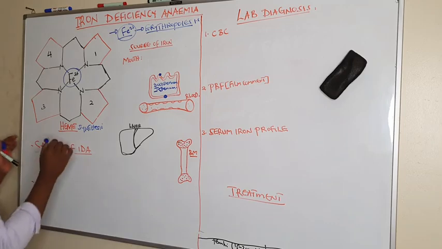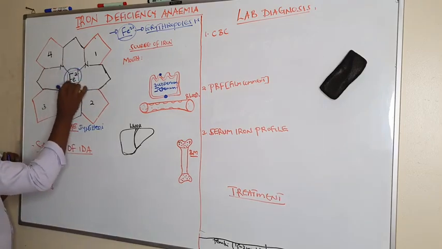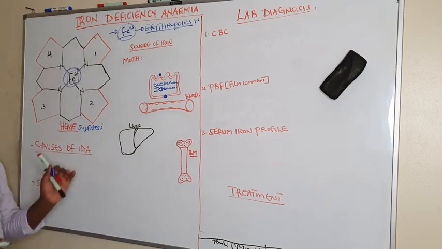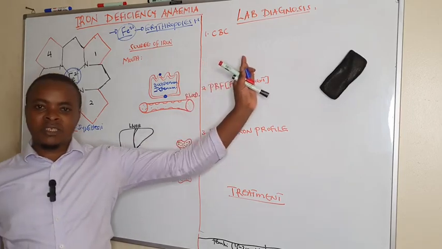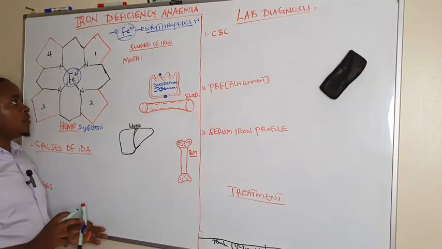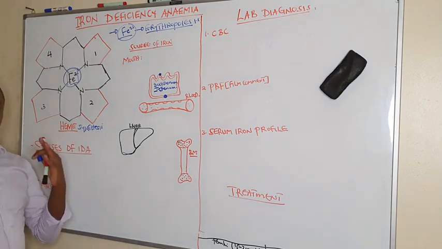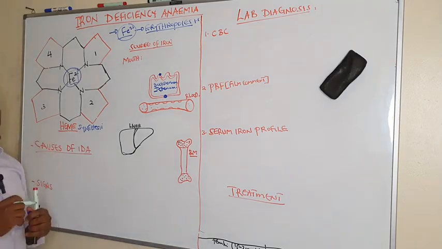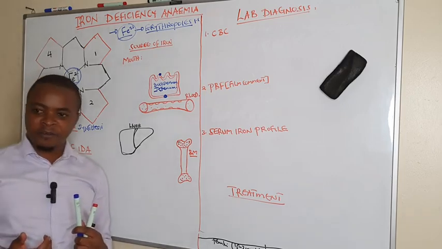When iron is deficient, the hemoglobin will lack the iron, which gives hemoglobin its red color, and we shall see under lab diagnosis that the red cells will be paler, that is hypochromic. After seeing the importance of iron and that it is the most common cause of microcytic hypochromic anemia in the world, where do we get this iron from?